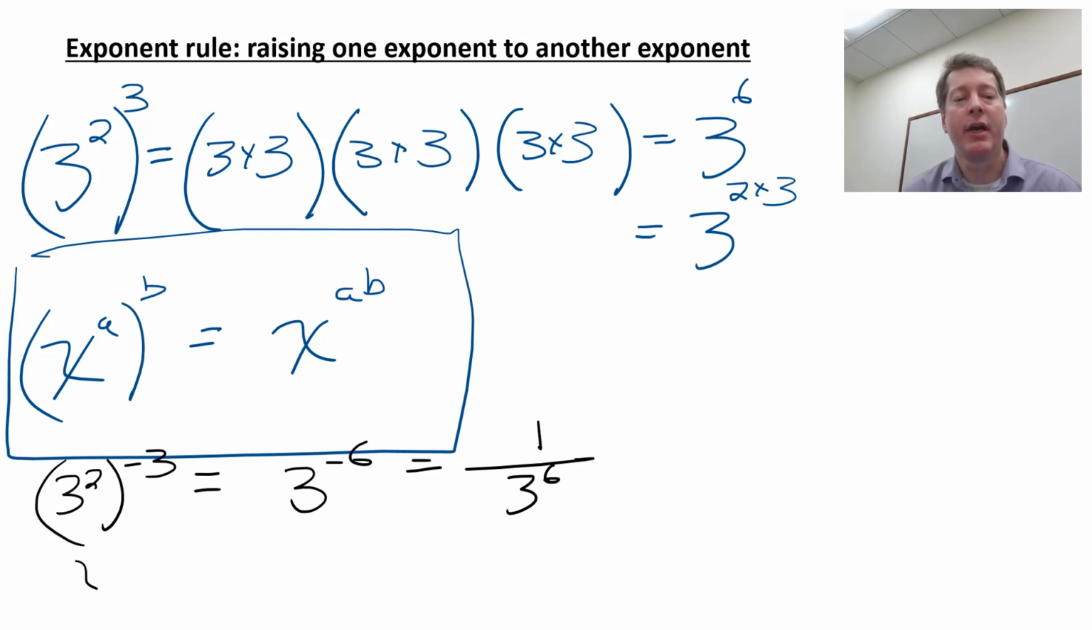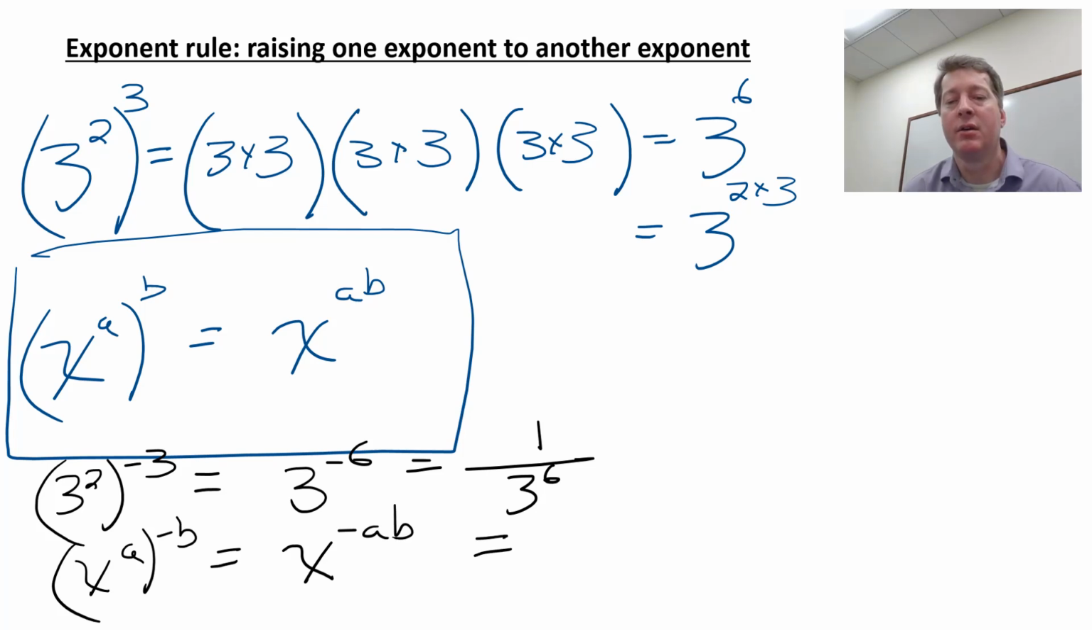How about x to the a raised to the negative b? That is x to the negative ab. That is 1 over x to the ab.